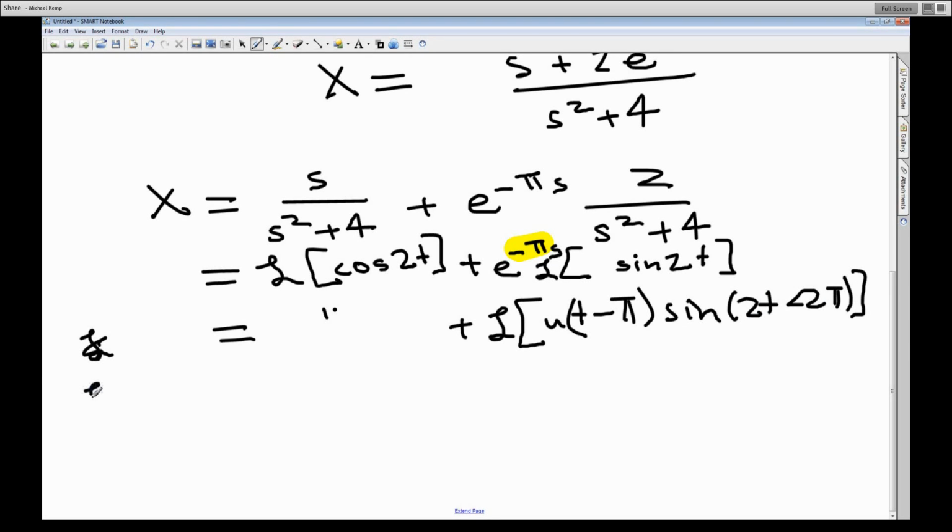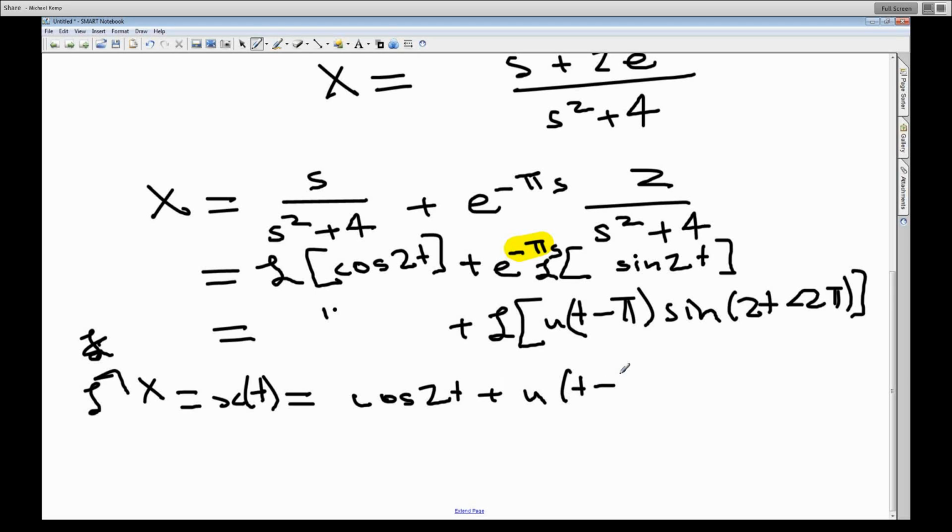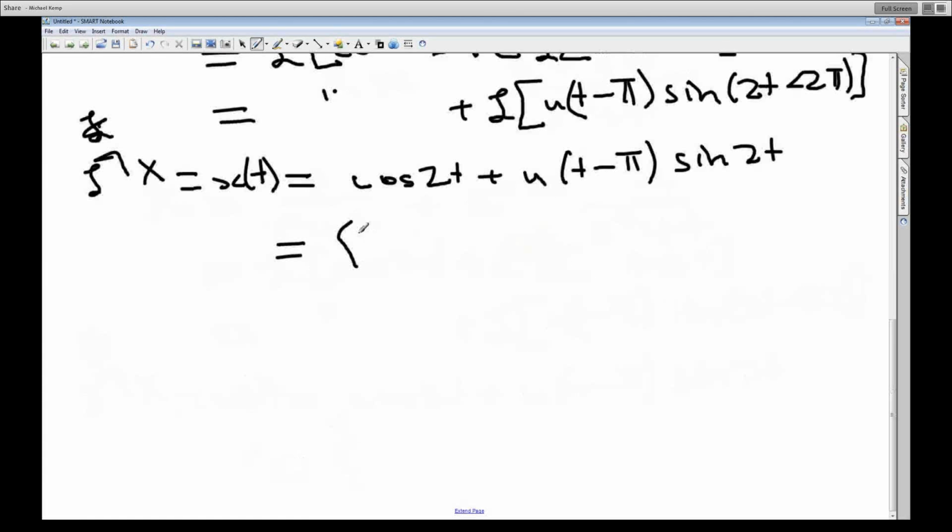And therefore, the inverse Laplace transform of x, which is the function we really want to find in the end here, is equal to cos 2t plus u of t minus pi times sine of 2t minus 2 pi. Well, it's periodic with period 2 pi, so just sine 2t. And again, you can write that down as piecewise if you wanted to.